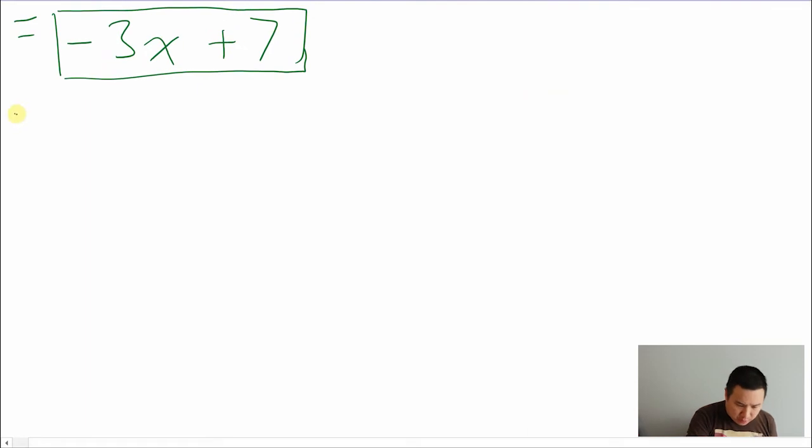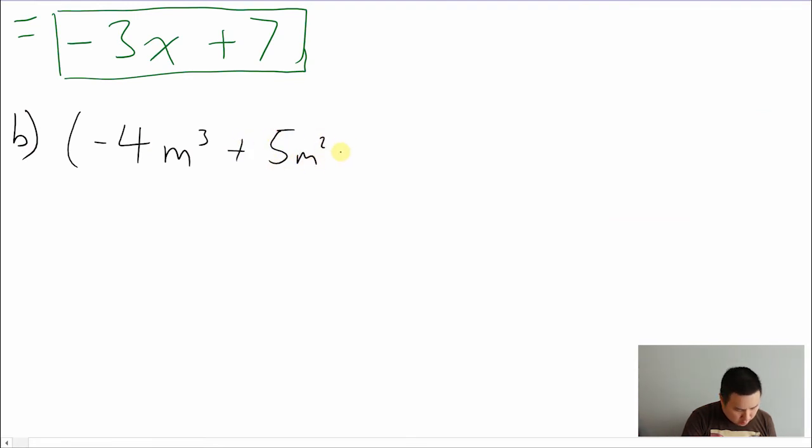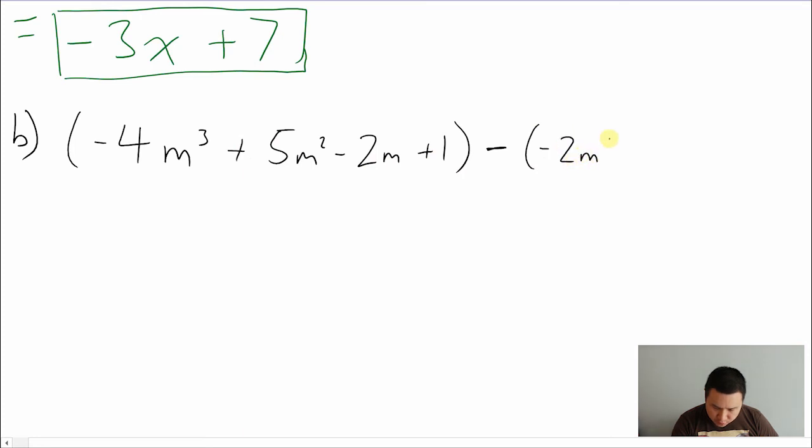Let's take a look at an example B. So in example B, we will have negative 4m cubed plus 5m squared minus 2m plus 1. I have a nice long polynomial here. And I want to subtract from it negative 2m squared plus 5m plus 3. Okay, so that's the polynomial that I want to subtract.